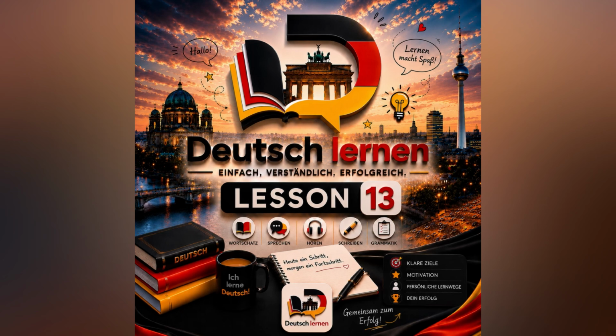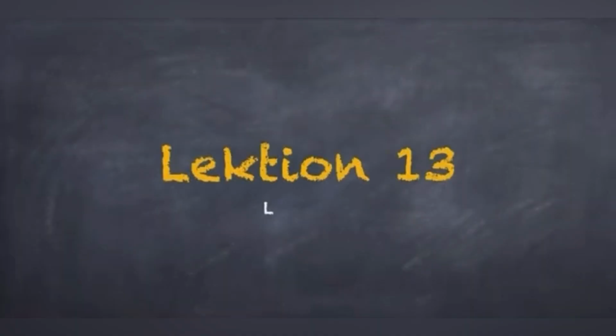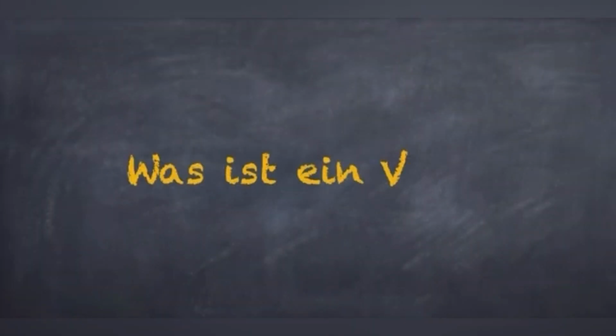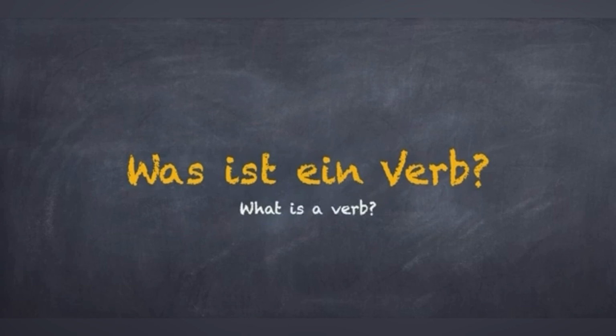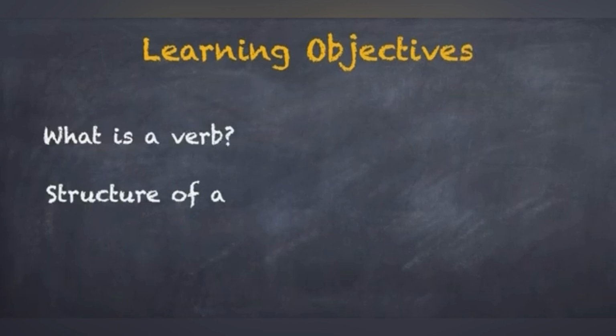In the last lesson you learned how to conjugate the verbs haben and sein. Let's understand in this lesson what a verb is, what its function is, and what the structure of a verb is. So let's begin. Lektion 13. Once again, Lektion 13. Was ist ein Verb? What is a verb? Let's first go through the learning objectives of this lesson.